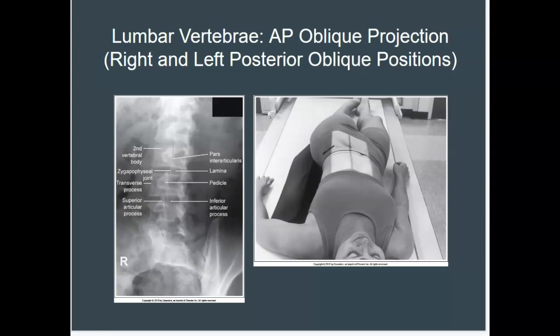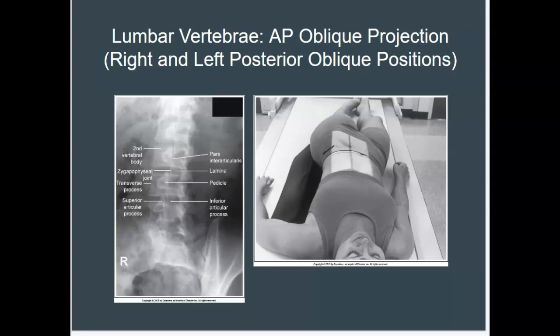AP oblique lumbar vertebra image analysis guidelines state that the superior and inferior articular processes should be demonstrated in profile. The zygapophyseal joints are demonstrated open and uniformly visible through the vertebral bodies. The pedicles are seen halfway between the midpoint of the vertebral bodies. The third lumbar vertebra is at the center of the exposure field.